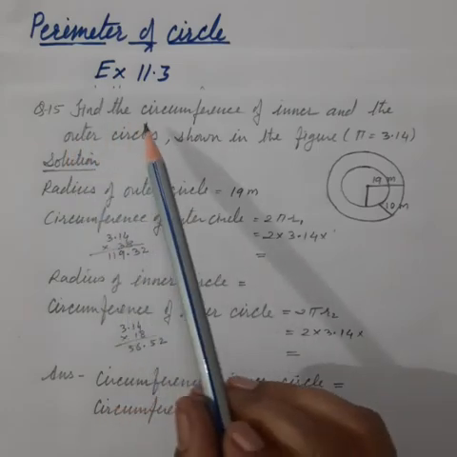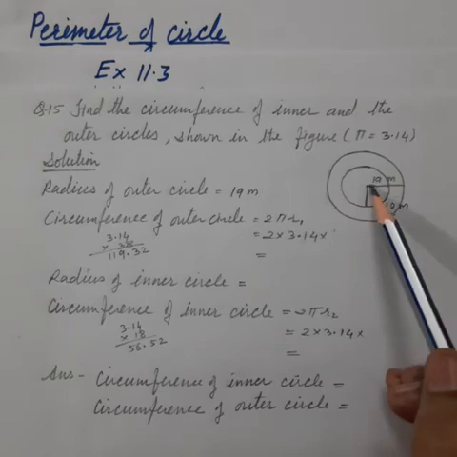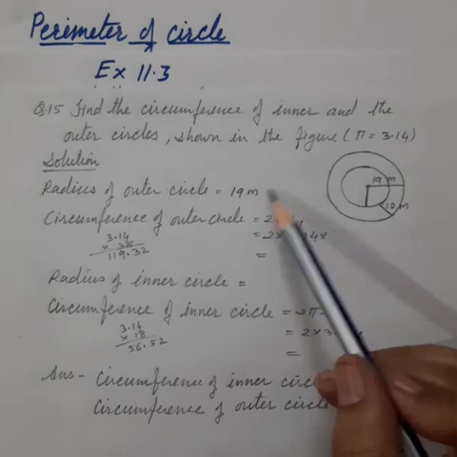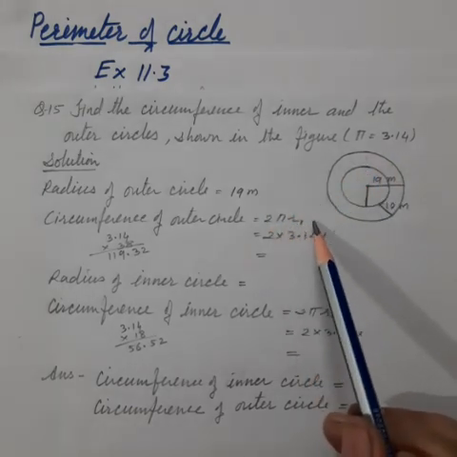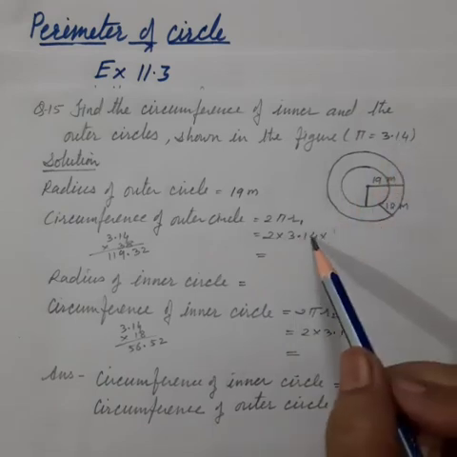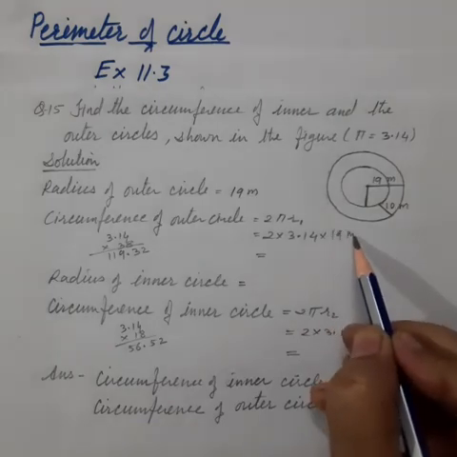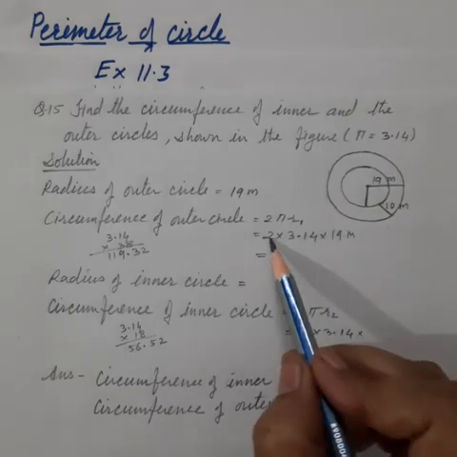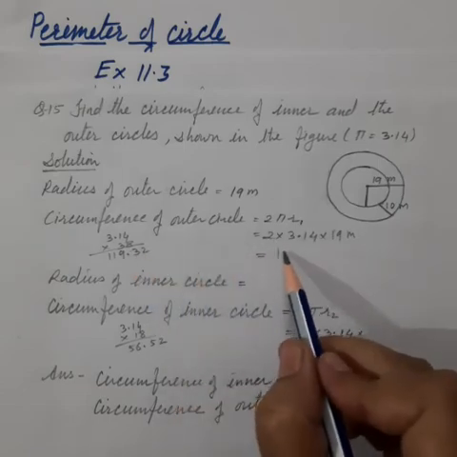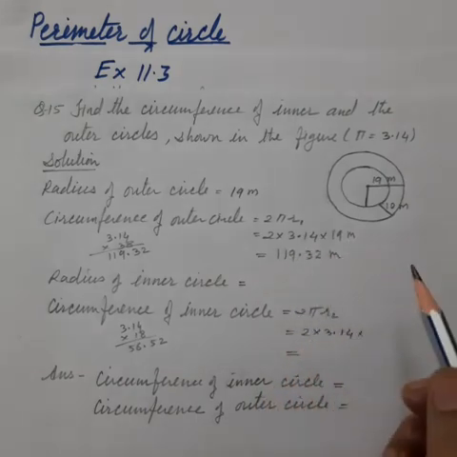Question 15. Find the circumference of inner and outer circles shown in the figure. The radius of the outer circle is given 19 meter. So circumference is 2 pi r. 2, value of pi is given 3.14 and multiply it by the radius of the outer circle. It is given 19 meter. 19 2s are 38 and multiply 3.14 by 38. We get here 119.32 meter. It is length only.